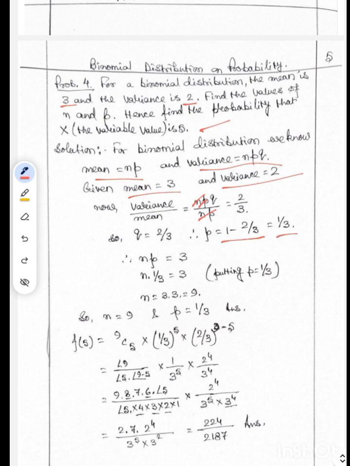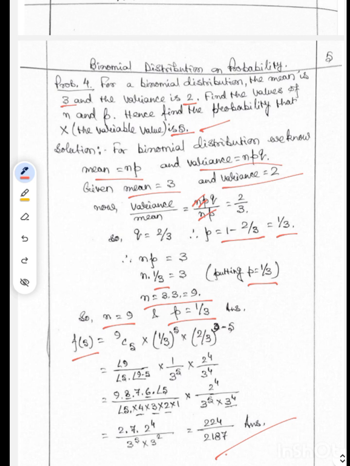And np, we know np equal to 3, therefore putting p equal to 1/3, n into 1/3 equals 3, therefore n equal to 9. With n equal to 9 and p equal to 1/3, the probability of 5, the second part of our question, equals 9 combination 5, (1/3) to the power 5, (2/3) to the power 9 minus 5. Okay, so it comes to 224 by 2187. Okay, hope you also understood this back calculation.